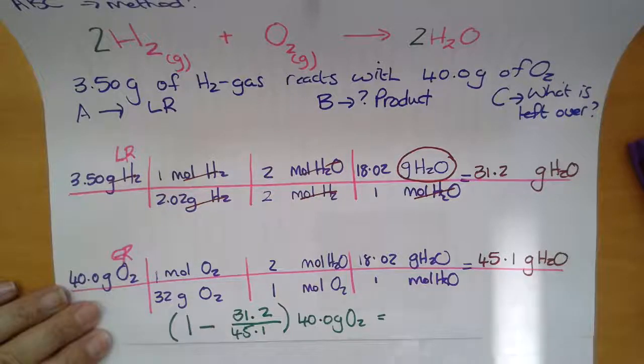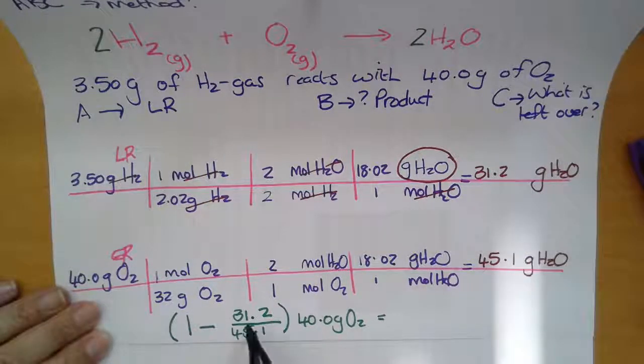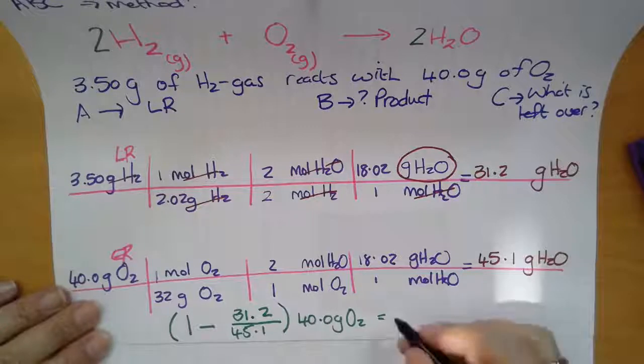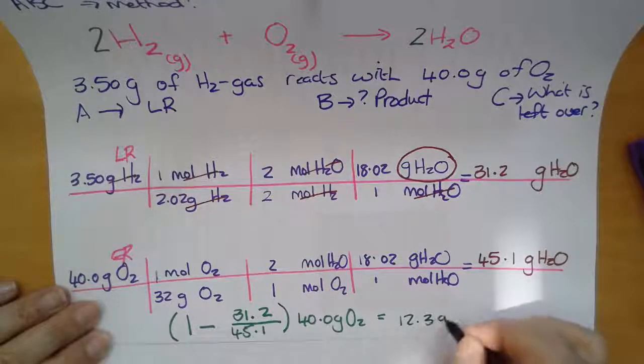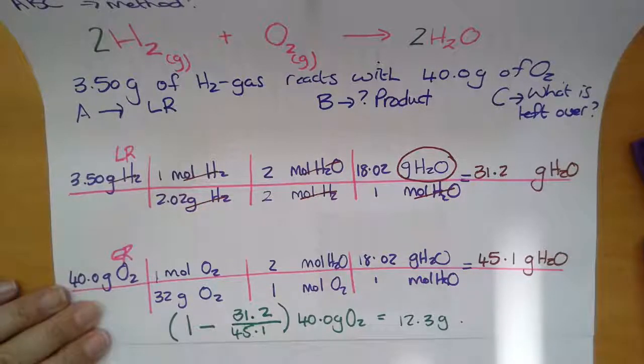The 1 represents the 100% of water that you are producing. So you're actually taking this ratio to work out what percentage of the oxygen is being used. So if you have 31 over 45, you're going to get the ratio of oxygen that was used out of the 40 grams. So it's just easy maths. You take the 1 minus the ratio of these two, small on top, big at the bottom, multiplied by the excess reactant, and you get an answer. And what's that answer? 12.328. 12.3 grams.